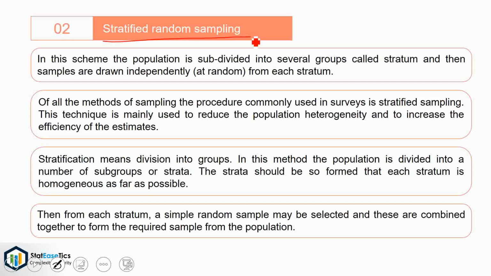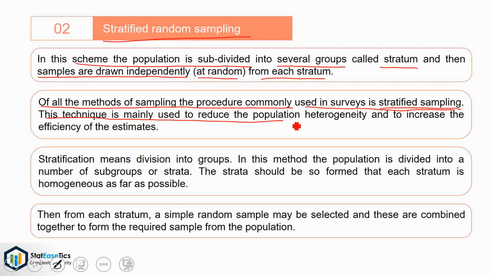Stratified random sampling. In this scheme, the population is subdivided into several groups called strata and then samples are drawn independently at random from each stratum. Of all these methods of sampling, the procedure commonly used in surveys is stratified sampling. This technique is mainly used to reduce the population heterogeneity and to increase the efficiency of the estimates.